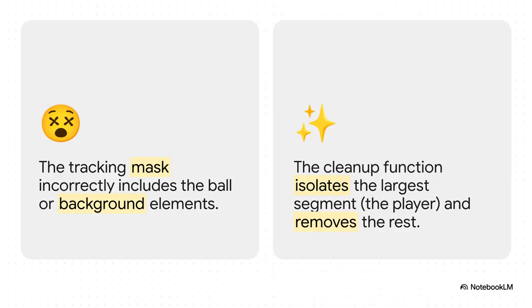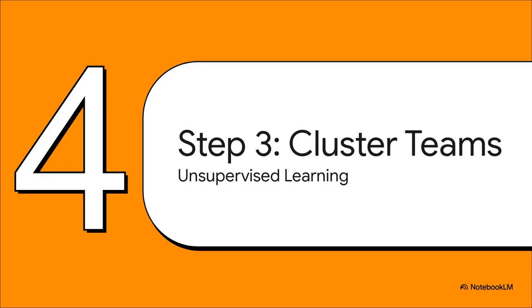It's such a simple, elegant fix for a really messy problem. Okay, so our AI can see the players and follow them around. But how does it know who's on the home team and who's on the away team? It's not like it's reading the scoreboard. Nope. It uses this amazing technique called unsupervised clustering, which basically means it figures it out all by itself.